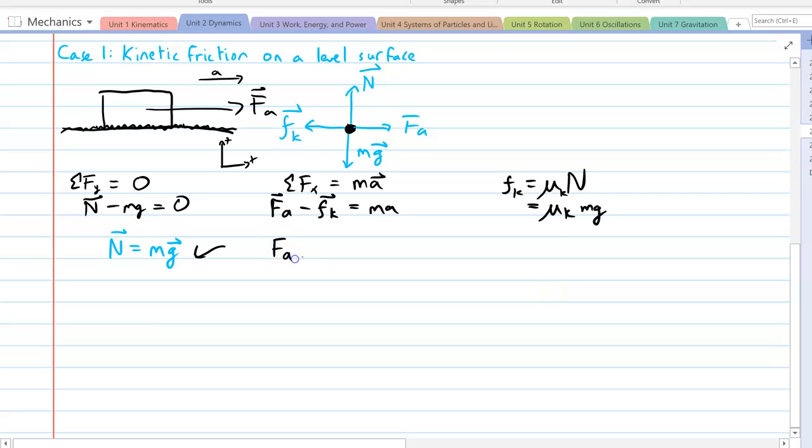We have F sub A minus mu sub k mg, which is equal to ma, and then maybe they give you all the values and they want you to find the coefficient of kinetic friction, so we just solve for that. Mu sub k equals, let's see, I'm going to bring this to the other side and then divide by negative mg. So it'd be ma minus the applied force, all divided by negative mg.